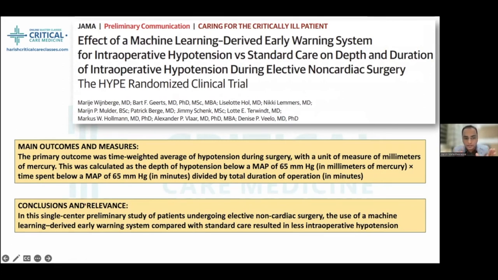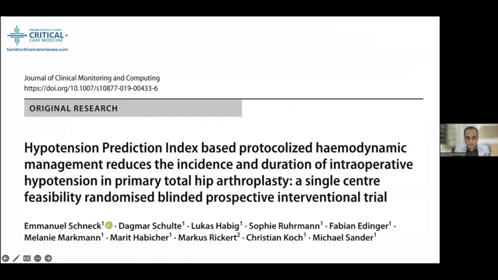So clearly, this single-centered preliminary data suggest that in patients undergoing elective non-cardiac surgery, the use of machine learning with HPI, by this Acumen IQ machine, gives an early warning system in a better way in prediction of hypotension as compared to our standard modality. Like, okay, the patient had tachycardia, so he might develop hypotension. Going by this data instead, it is an objective criterion which tells us this particular patient is going to have hypotension subsequently.